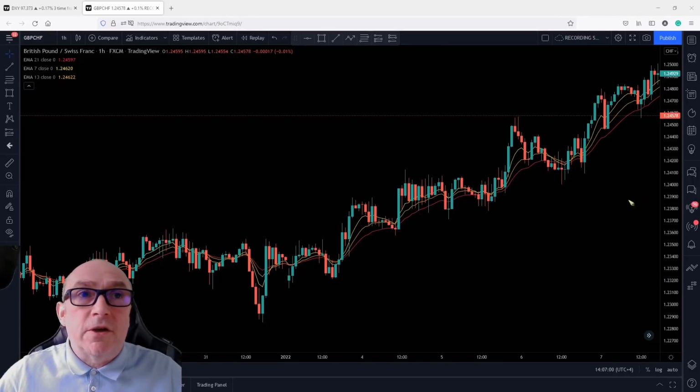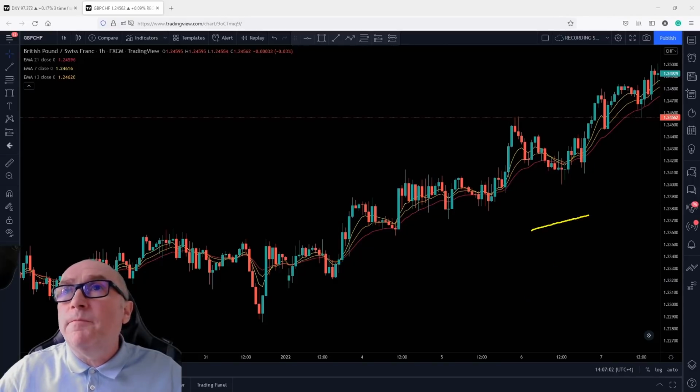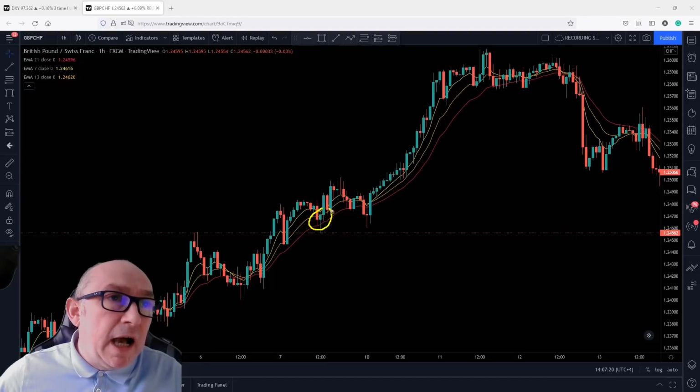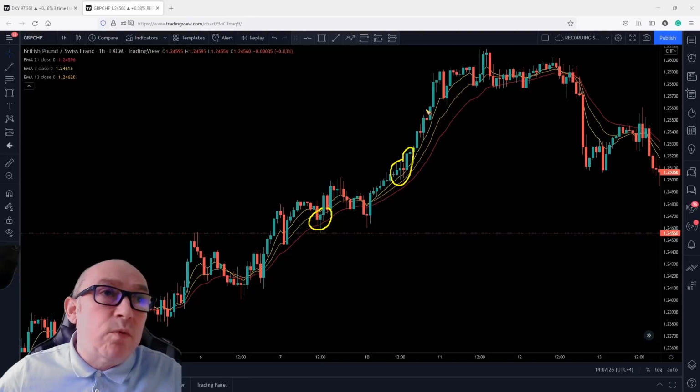Let's just scroll on through. So you got a bullish pin bar there. You've got a bullish pin bar in there, maybe a bullish engulfer as well. You've certainly got just a touch of the moving average there, but it counts. Bullish pin bar there.